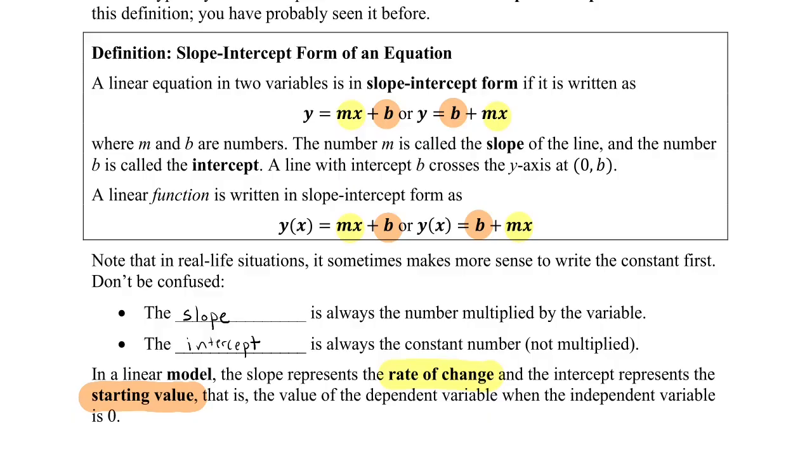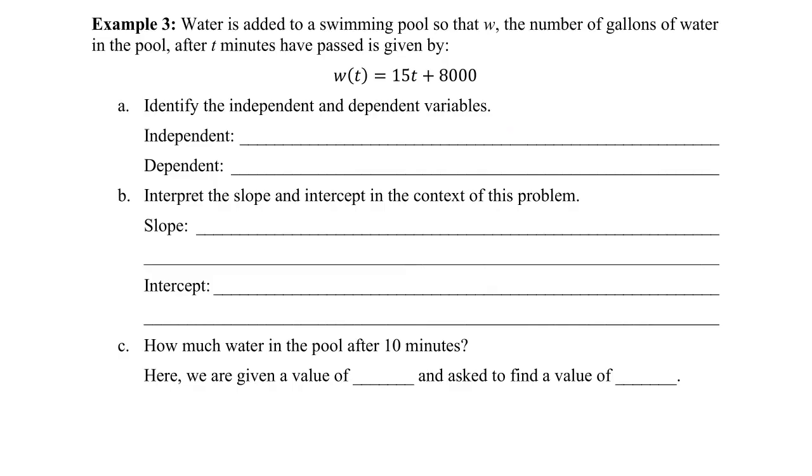So that was a bunch of vocabulary. Let's see an example where we apply all of that vocabulary. So in this example, water is added to a swimming pool so that W, the number of gallons of water in the pool, after t minutes has passed, is given by W of t equals 15t plus 8,000.